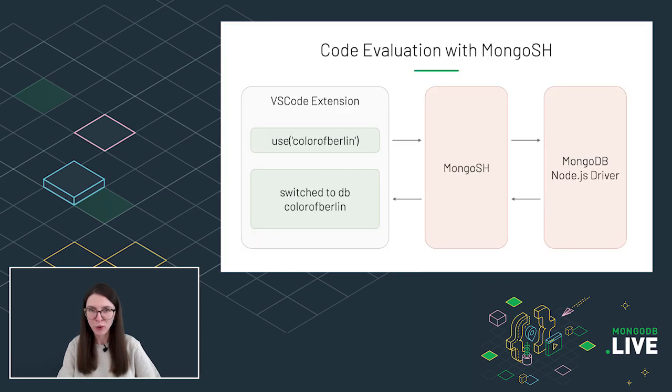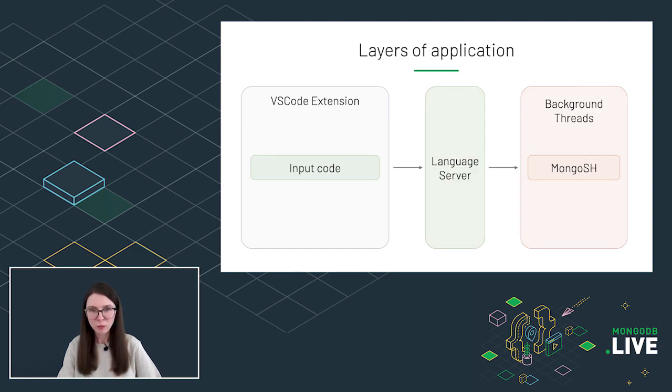We take users' code from the Playground editor and send it as a string to MongoSH. MongoSH runs the code and returns some value back. It can be a JSON object, some JavaScript value, or an error that we handle on the extension side. The call to MongoSH happens not in the main UI thread of the extension, but in a background thread created from the language server to ensure that the long-running operations do not block the entire application.